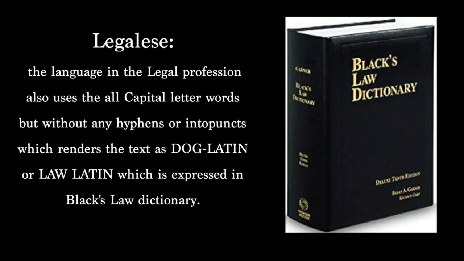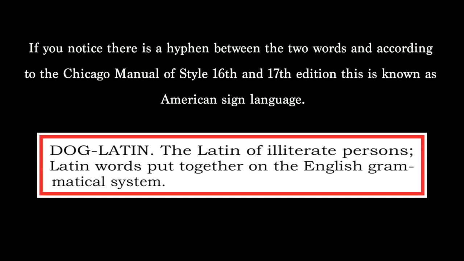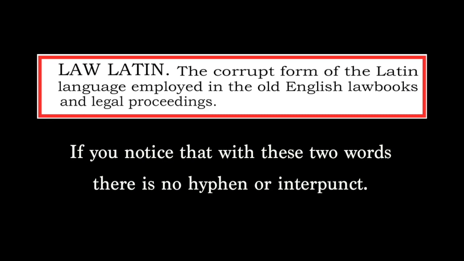Legalese, the language in the legal profession, also uses the all capital words, but without any hyphens or interpuncts, which renders the text as Dog Latin or Law Latin, which is expressed in Black's Law Dictionary. Dog Latin in Black's Law Dictionary: the Latin of illiterate persons, Latin words put together on the English grammatical system. If you notice, there is a hyphen between the two words, and according to Chicago Manual of Style, 16th and 17th edition, this is known as American Sign Language. Law Latin in Black's Law Dictionary: the corrupt form of the Latin language employed in the Old English law books' legal proceedings. If you notice, there is no hyphen or interpunct.